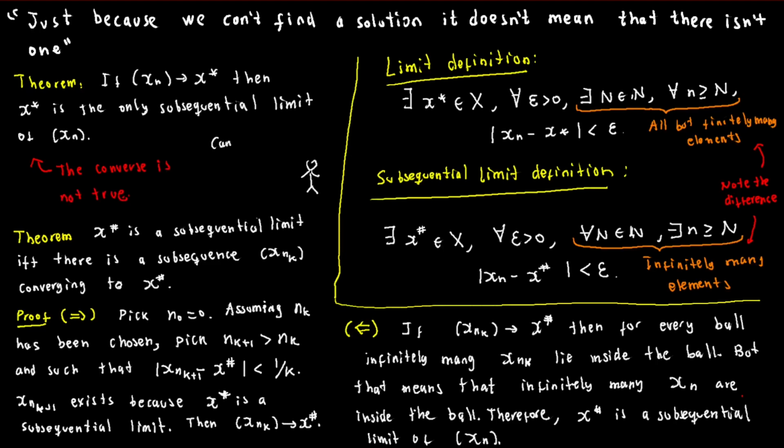That is, the set of subsequential limits could have only one element, and yet the sequence might not converge. Can you think of an example in which that happens?